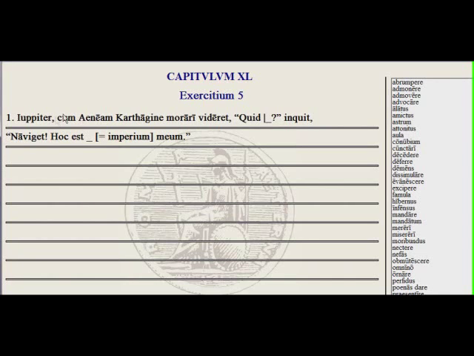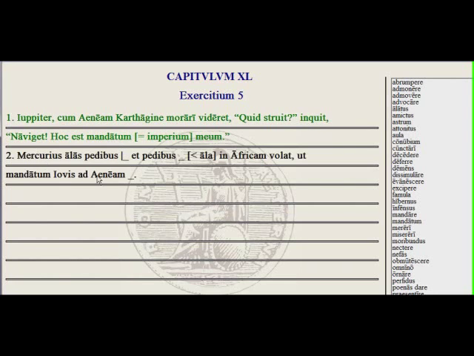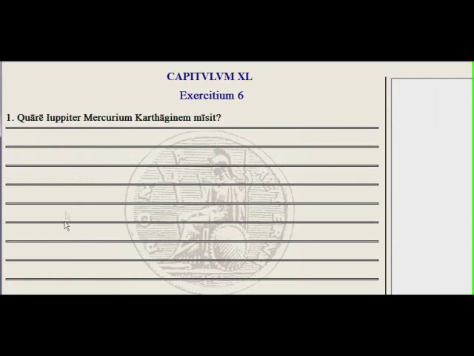And so we have indirect statement embedded in this cum clause, right? When he saw that Aeneas, subject, was delaying in Carthage, he said, quid, and the word we learned for, like, what's he doing there, what's he preparing, what's he building, what's he thinking, is struit. Now we get just of subjunctive. Let him sail. Hoc est imperium meum. This is my command. We learned another word for imperium is mandatum. Okay, try the rest of those, and let's go to exercise 6.